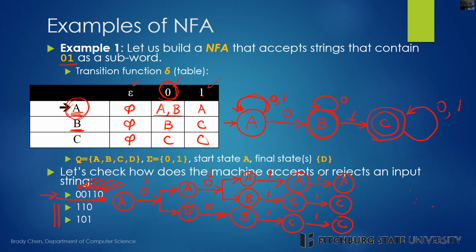So A, 0, there are two possible destinations, A and B. Now for C, 0, it stays in C, right? C, 0 stays in C. So actually C is the accepting state.